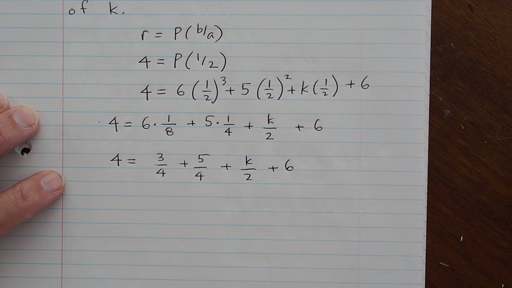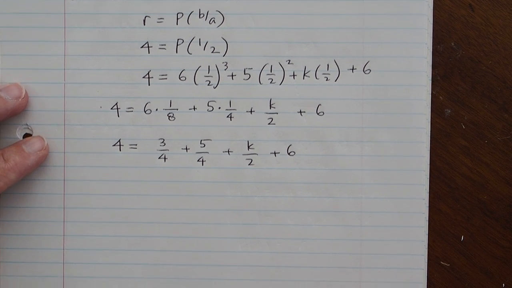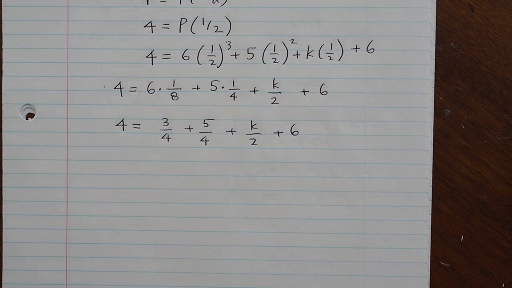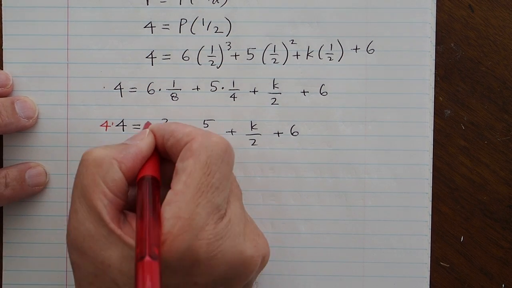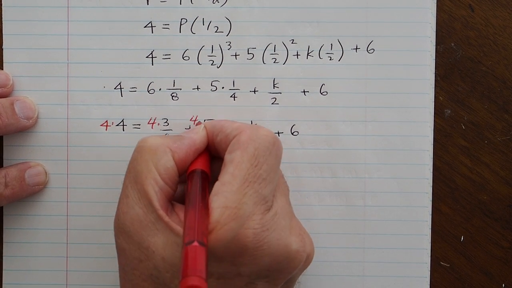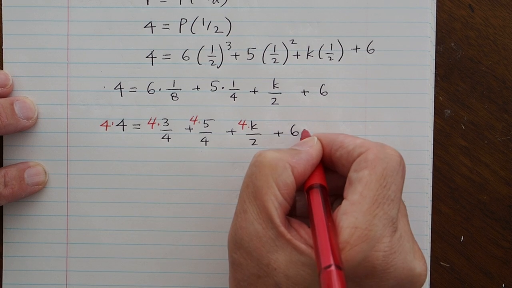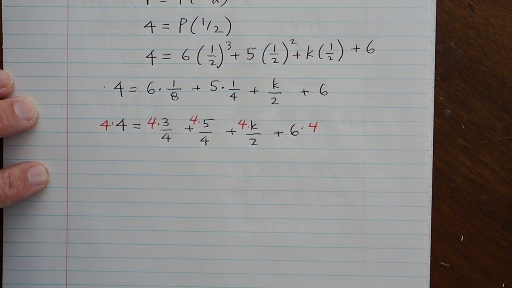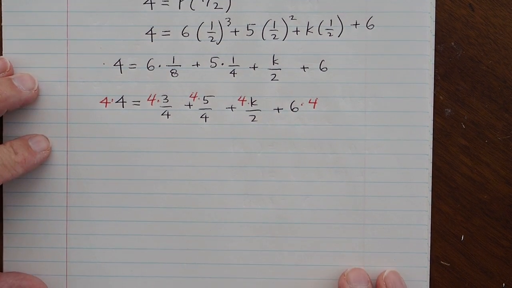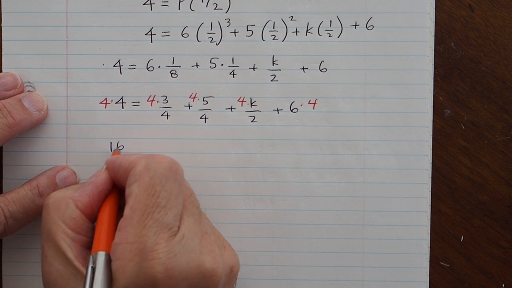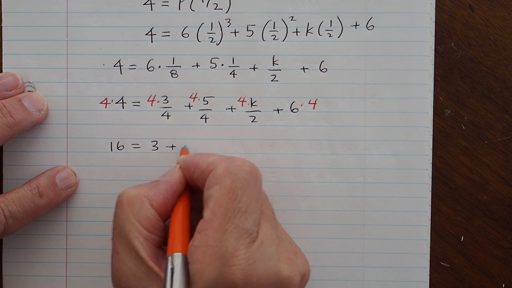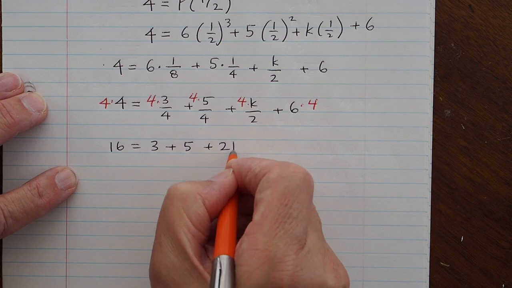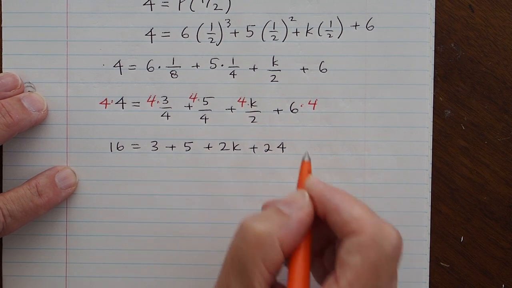Why don't we multiply both sides of the equation by 4? That will eliminate all fractions. So to do that, I multiply this by 4, I multiply this by 4. Everything gets multiplied by 4. And that will give us, on the next line, 16 equals 3 plus 5 plus 2k plus 24.